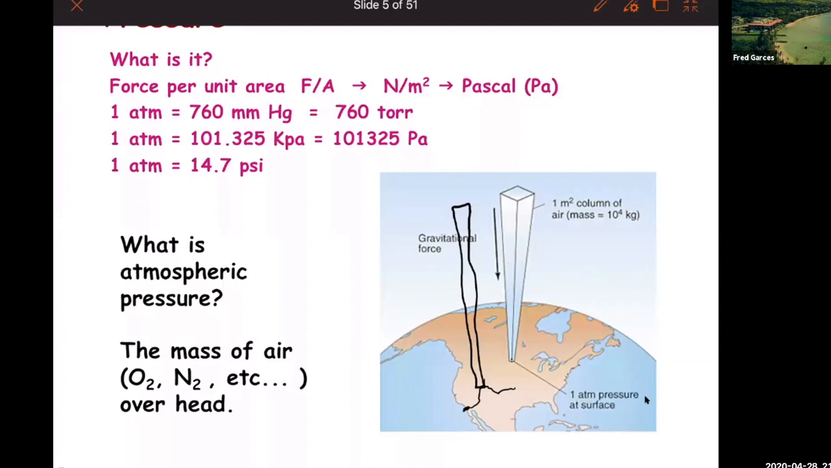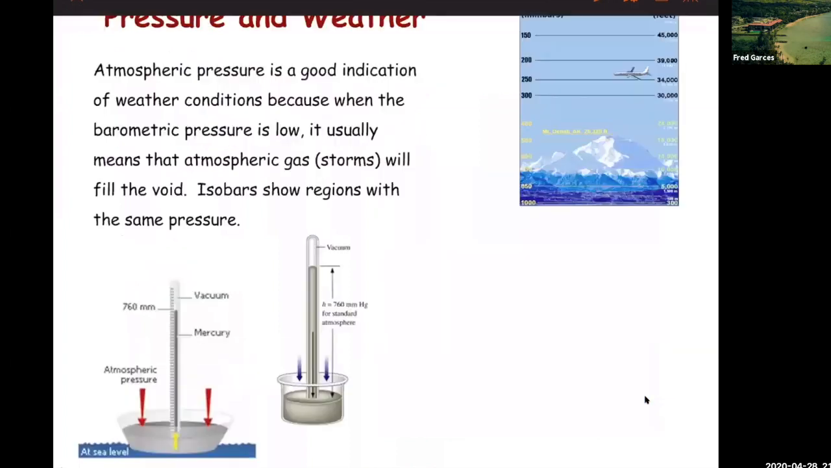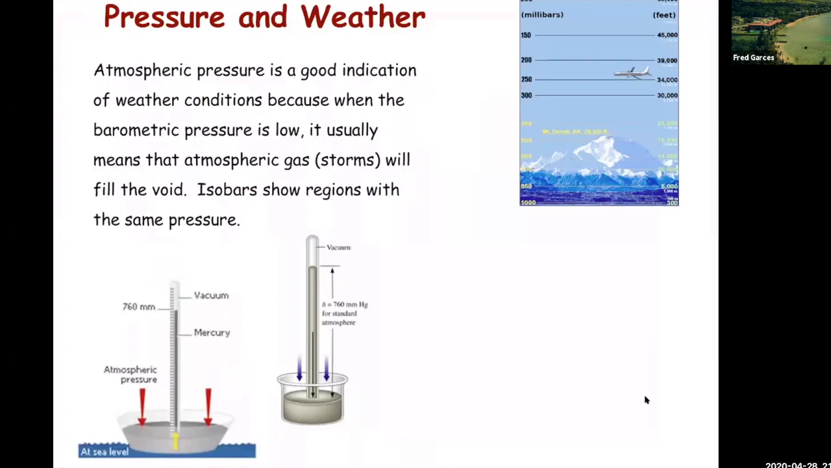There's less oxygen for you to put into your system. Okay, so that's what's going on here. Now, why did we call one atmosphere 760 millimeters of mercury?